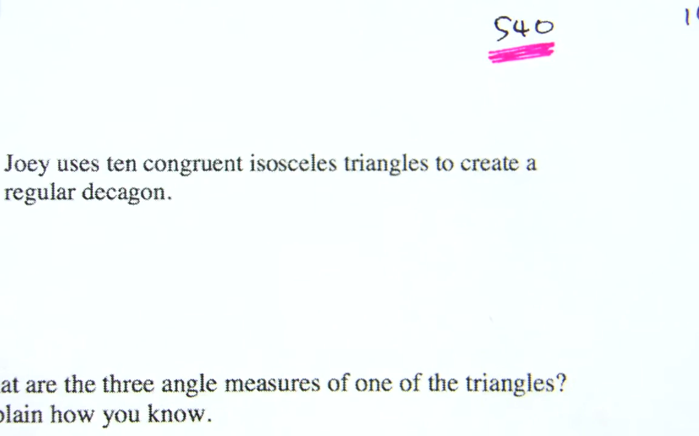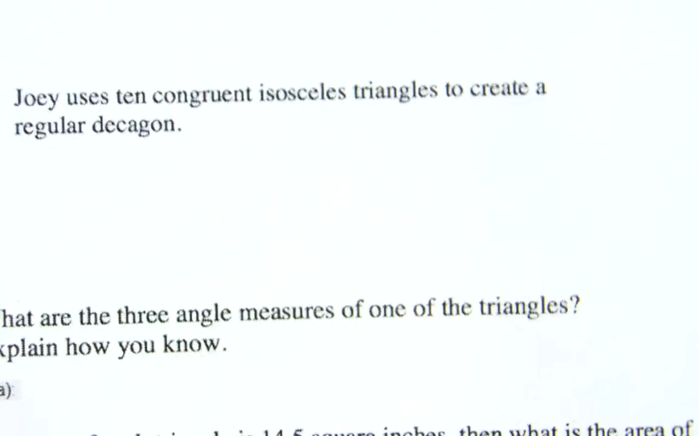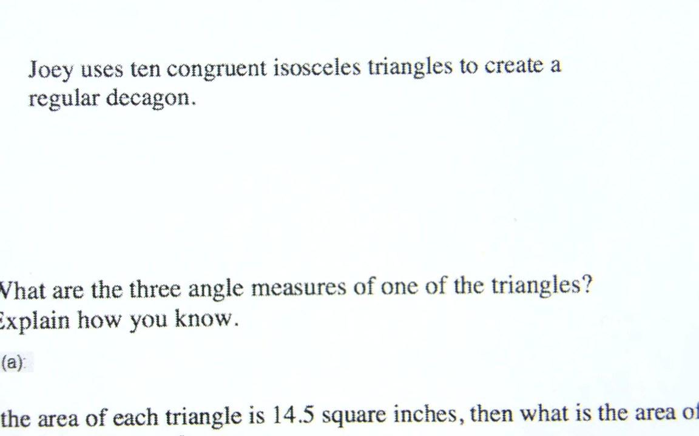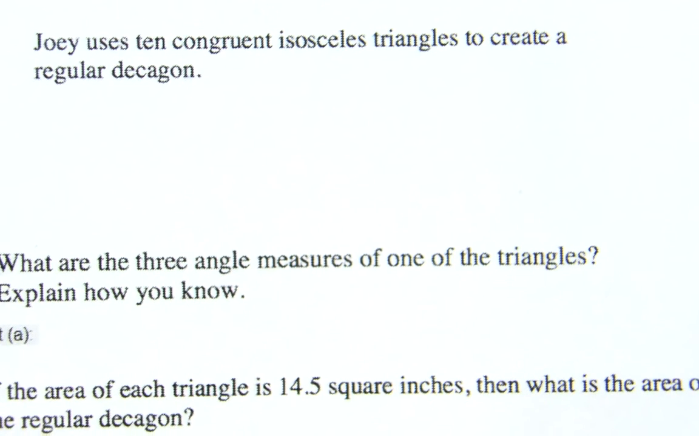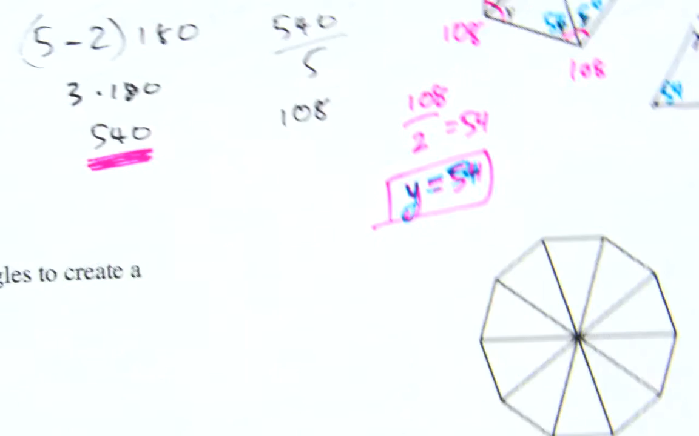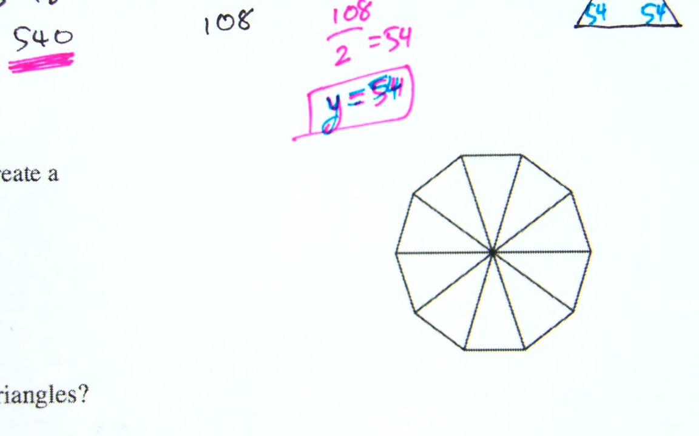27. Joey uses 10 congruent isosceles triangles to create a regular decagon. What are the 3 angle measures of one of the triangles? Explain how you know. If the area of each triangle is 14.5, what is the area of the regular decagon? Oh, okay, that's cool. So let's see. Decagon, so that means it has 10 sides.